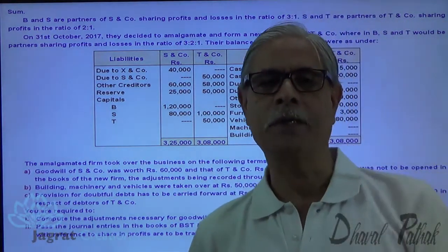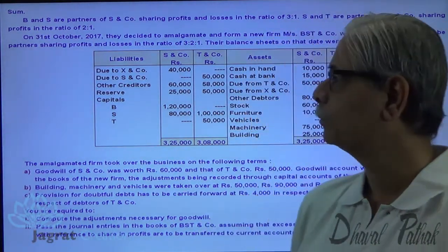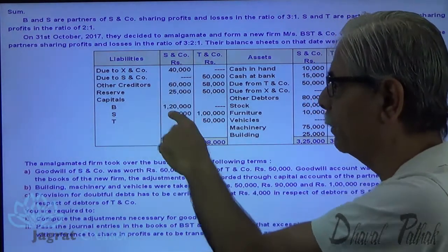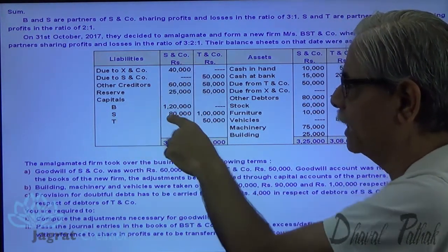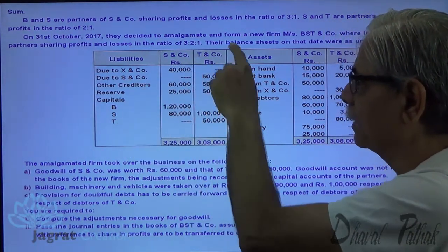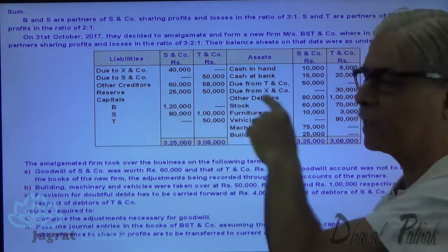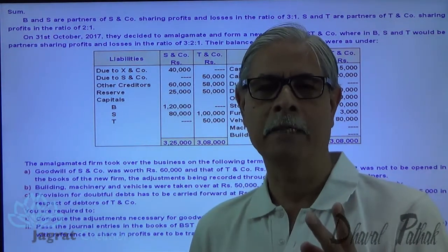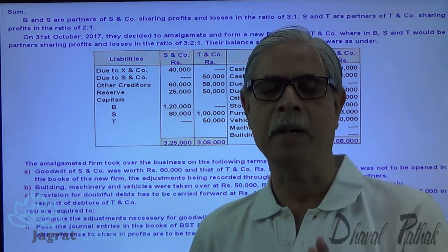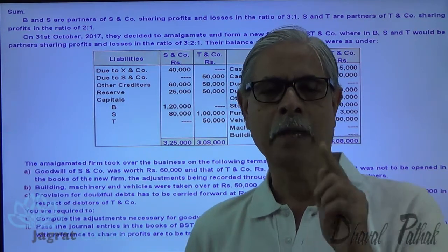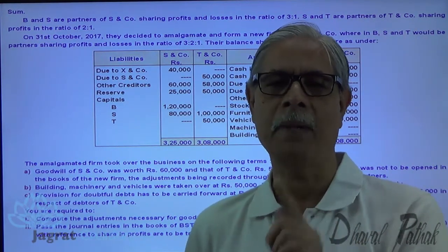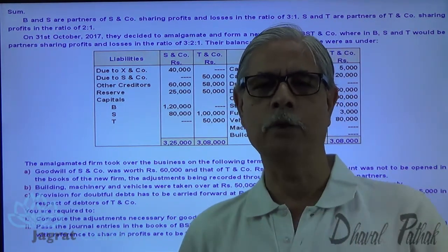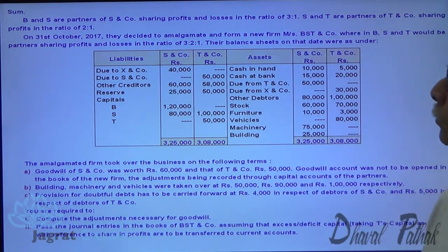Now the first important point to be noticed by the student is that here S is a common partner. S is a partner in S and company and S is a partner in T and company. So S is a common partner in both the firms. Now both the firms amalgamate. In the new firm there will be three partners B, S and T. And remember that S is a common partner. That is an important point to be noticed by the students.